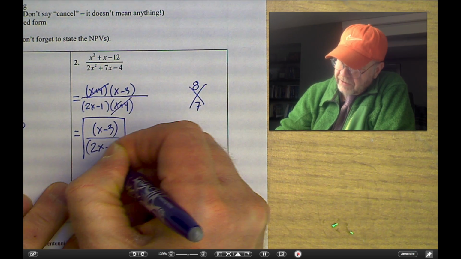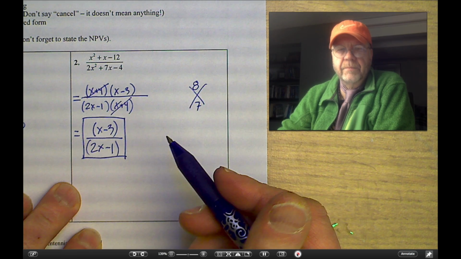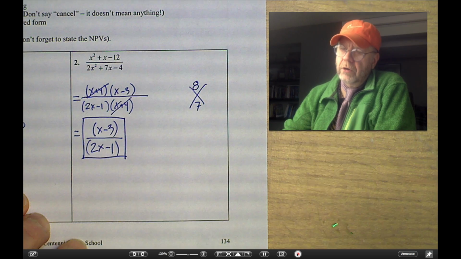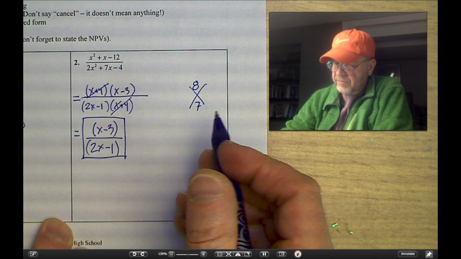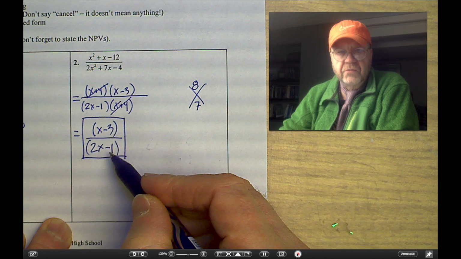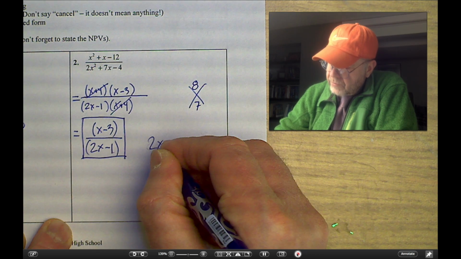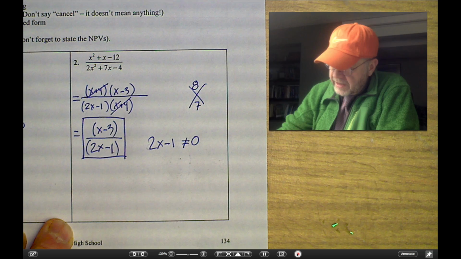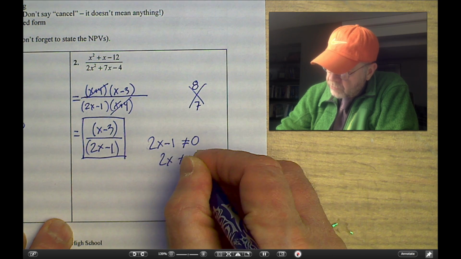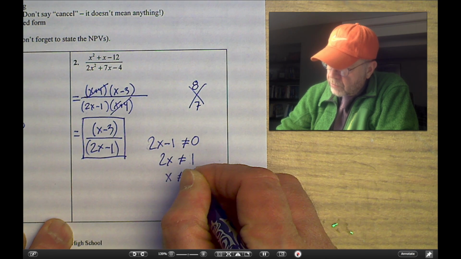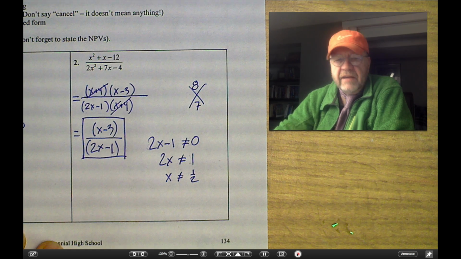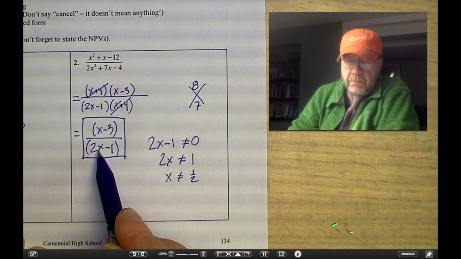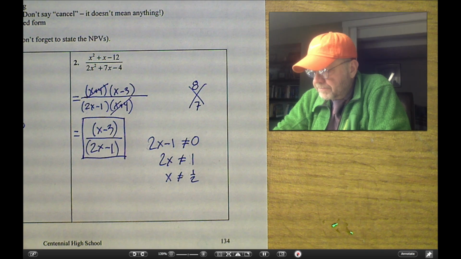Now, just like radicals, you've got the simplified answer, but you also have to state restrictions for radicals, and for rationals, your non-permissible values. So your first one is right there. 2x minus 1 may not equal 0. Let's do a little bit of algebra there. 2x may not equal 1. x may not equal 1/2. Okay? Makes sense. If x equals 1/2, then this part in this expression here would be 0, and the expression would blow up. Good.